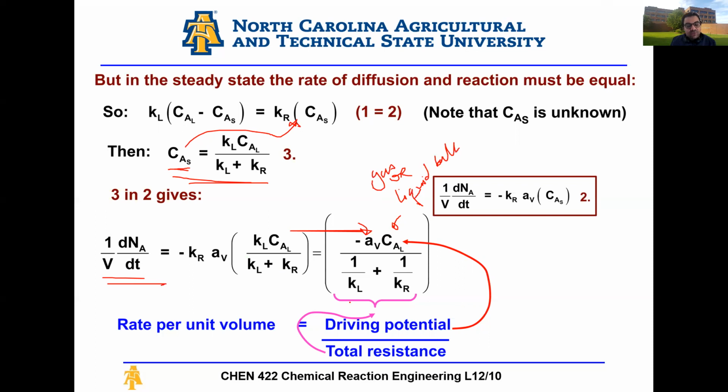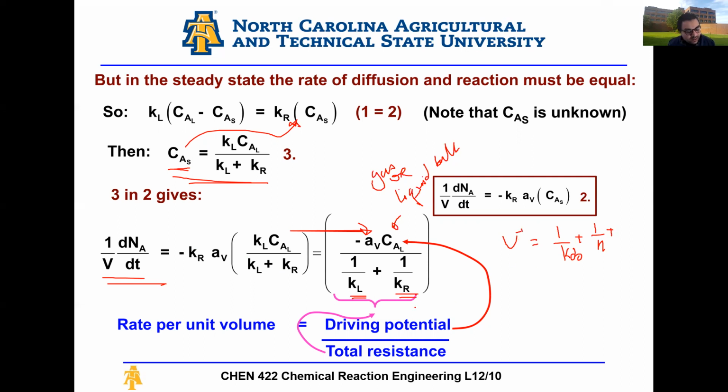Bulk concentration divided by two resistances, 1 over KL for the mass transfer, 1 over KR for the reaction. And this format, you must have seen it in heat transfer, where if you want to calculate your overall heat transfer coefficient, it's a summation of 1 over maybe k, plus 1 over h, plus... it's just a summation of 1 over a bunch of resistances, usually 1 over U, right? And the idea is very similar.